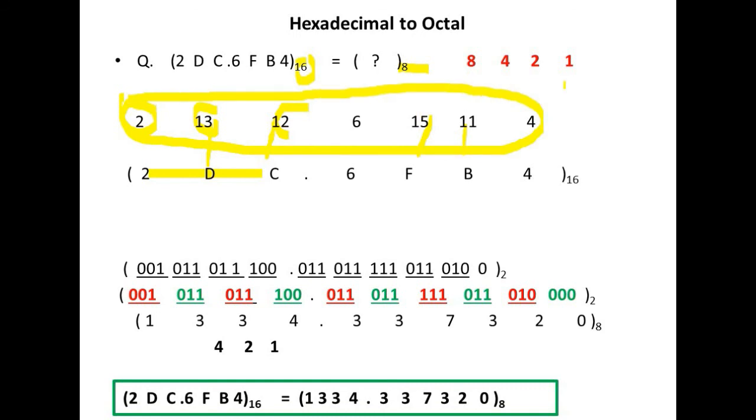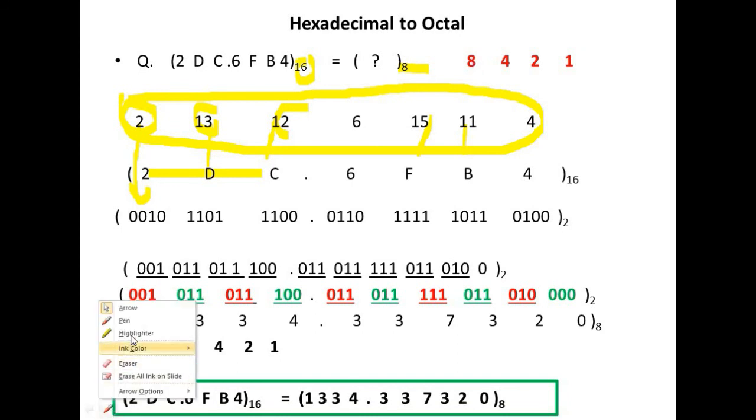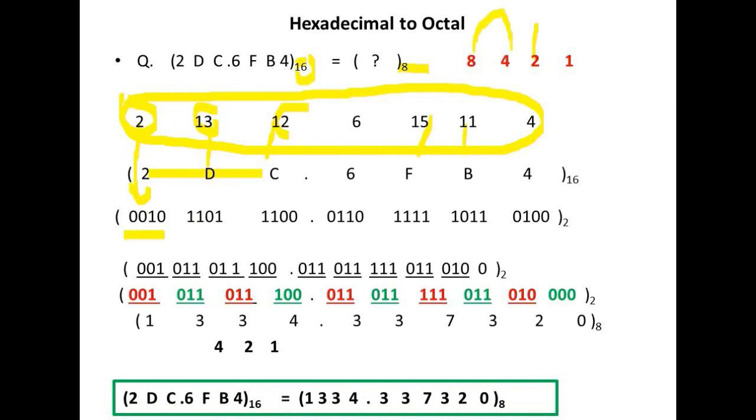So we require 4 digits, that is 8421. To convert 2 into the binary equivalent, we use the 8421 method. 2 is written as 0010, only this bit is required and the rest are 0. D is 13, 8 plus 4 plus 1, so 1101. Likewise C is 12, so 8 plus 4, 1100. For 6, 4 plus 2, 0110. F is 15, 8 plus 4 plus 2 plus 1, 1111. B is 11, so 8 plus 2 plus 1, 1011, and for 4 only 1 digit is required, 0100.